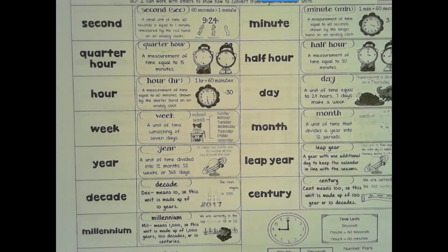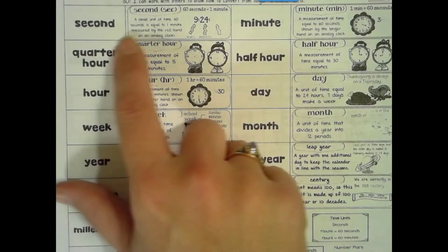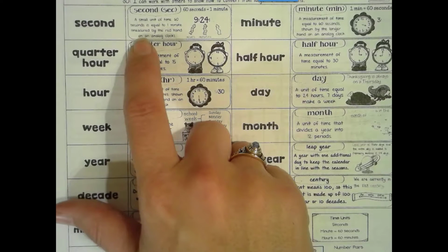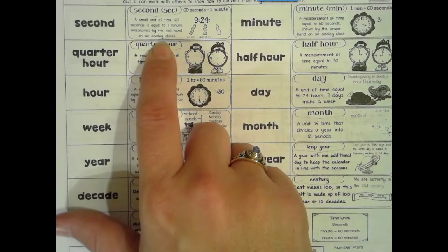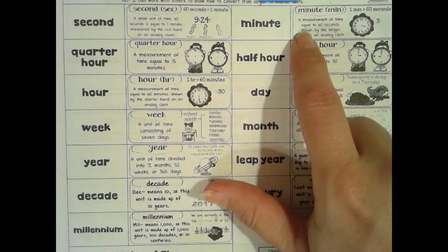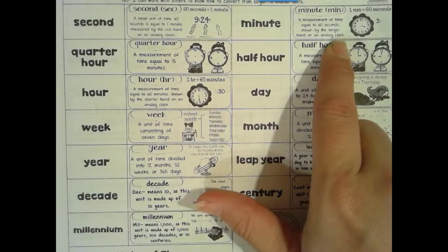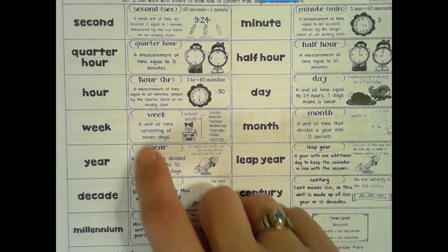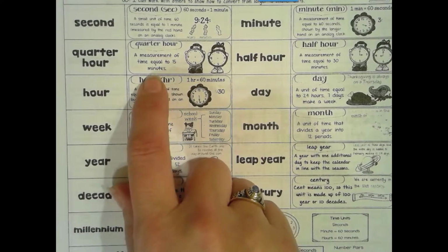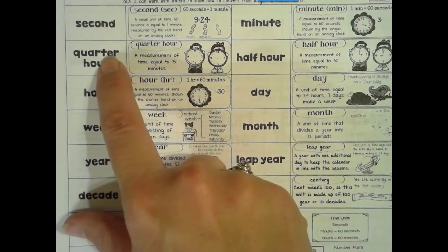Okay, so these are the units of time we're mainly going to be looking at. Second, a small unit of time, 60 seconds, is equal to 1 minute, measured by the red hand on an analog clock. Minute, a measurement of time equal to 60 seconds, shown by the larger hand on an analog clock. Quarter hour, a measurement of time equal to 15 minutes, because there's 4 groups of 15. Quarter means 1/4.